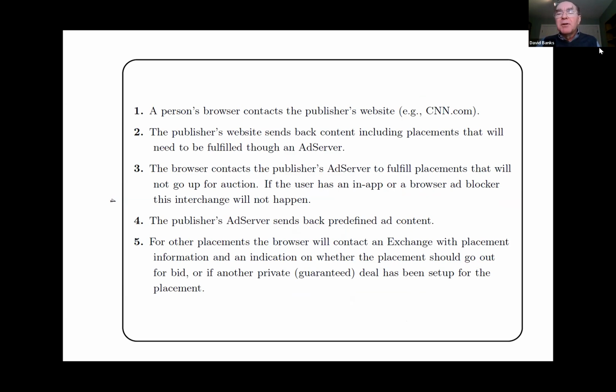My browser then contacts the publisher's ad server to fulfill placements that will not go up for auction. So CNN.com might want to show an ad for one of their own programs, and that doesn't go for a bid, that just goes directly. For things like that, where it doesn't go for a bid, the publisher's ad server sends back the information that it's going to display on my browser screen. But for other placements, there's other real estate on my desktop, and so those placements are going to be fulfilled by an exchange. And so the browser contacts the exchange with placement information and an indication on whether or not the placement should go out for a bid, or perhaps in some cases another private deal has been set up by CNN.com or some other agent.